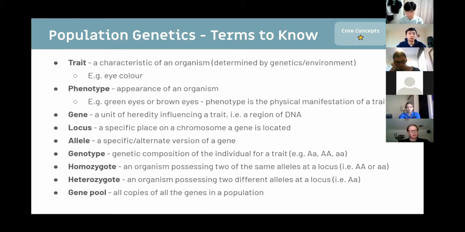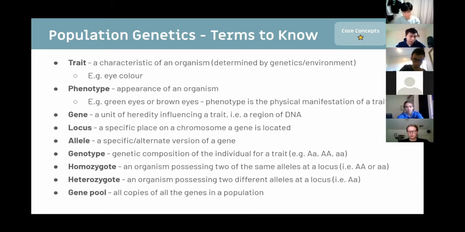Genotype refers to the genetic composition of the individual for a trait. So you might know you have two autosomal chromosomes, like two chromosome 1s, two chromosome 2s, all the way up to 23. And so you have a version of the gene on each chromosome. So that might be big A, little a. Big A refers to dominant, little a is recessive. So those are your different combinations.